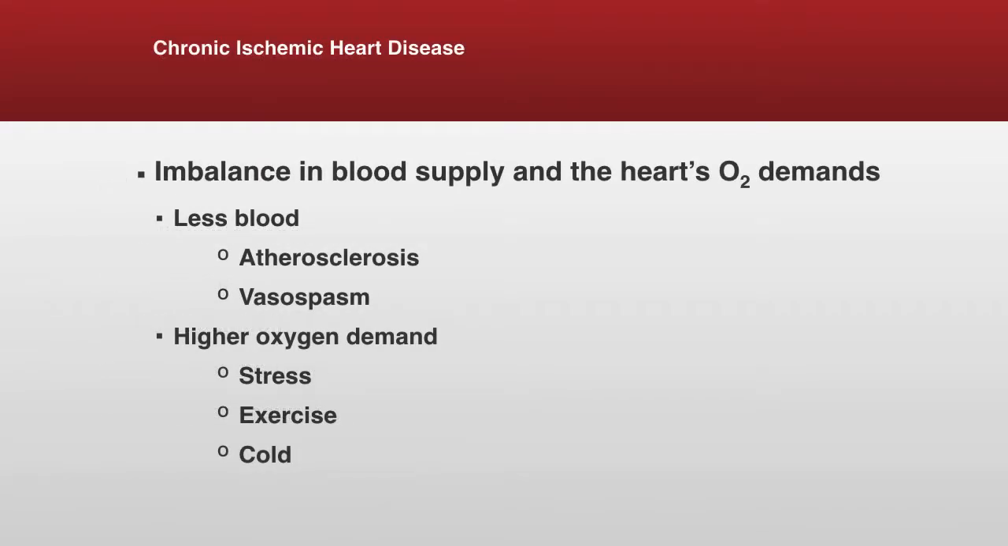Now that we've talked about what happens with acute ischemic heart disease, let's talk about what happens with chronic ischemic heart disease. Basically, what we're looking at is an imbalance in the blood supply and the heart's oxygen demands. And we look at the causes. Do we have less blood flow to the heart? Then we might be looking at atherosclerosis or a vasospasm. Or do we have a higher oxygen demand of the muscle?